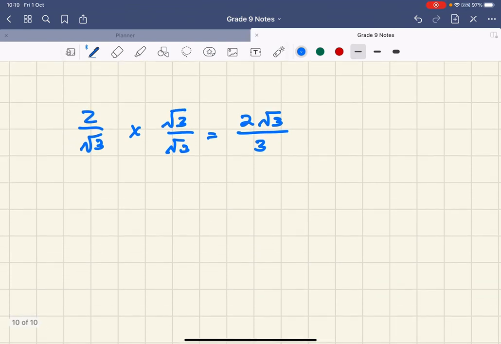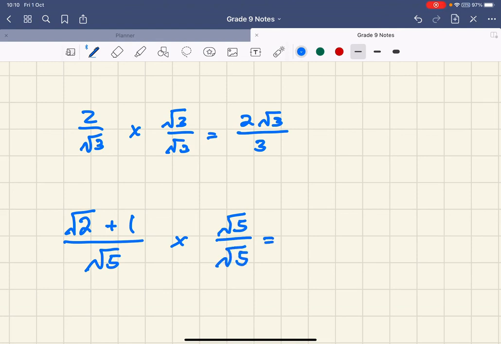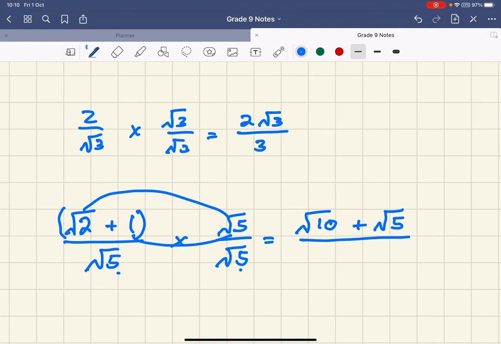Now, we'll just take it up a notch, but it's the same idea. The square root of 2 plus 1, all divided by the square root of 5. Now I'm just going to multiply this by the number 1. I'm going to write the number 1 as root 5 over root 5. So we might want to be thinking about this in a bracket. So we can do root 2 times root 5, which is root 10, and 1 times root 5, which is root 5, and root 5 times root 5 is 5.